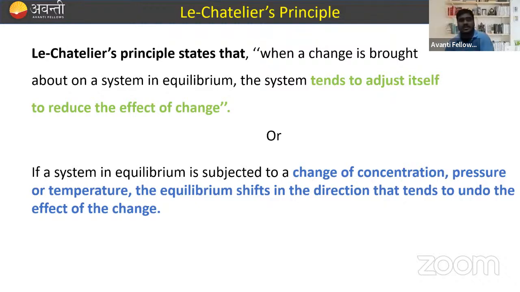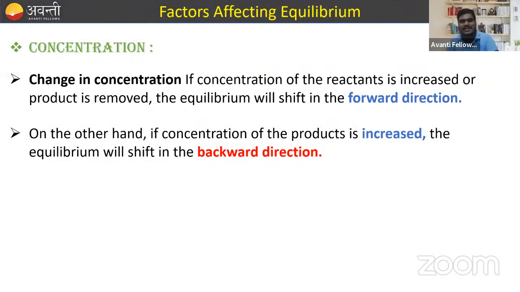For example, if you increase the concentration of the reactant, then the equilibrium wants to decrease the concentration of the reactant. And for this, more and more product will be giving back reactant. Similarly, if you increase the concentration of the product, the equilibrium will shift in a direction where it wants to decrease the concentration of the product. And how does it decrease the concentration of the product? By moving forward, because when more product is formed, the reactant automatically decreases. So this is all about the Le Chatelier principle.